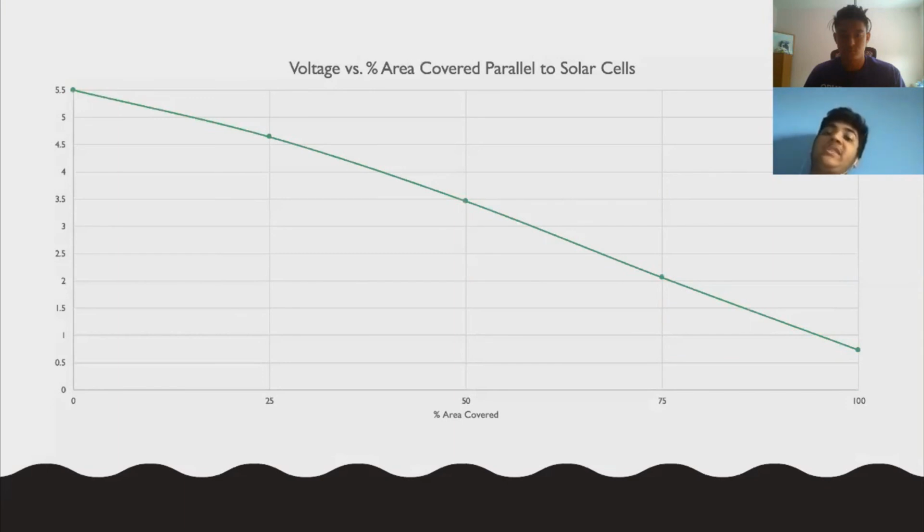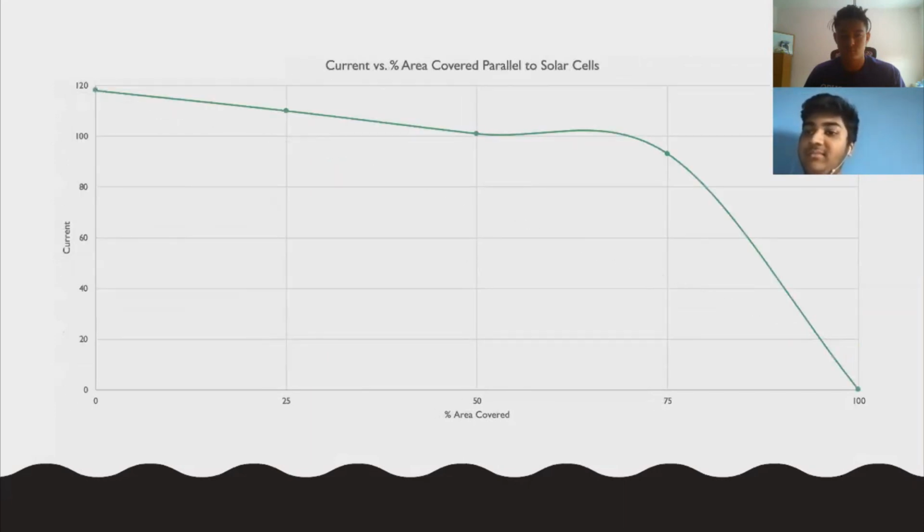The general trend here is the opposite of covering it perpendicularly. Here, the voltage drops as we increase the percent we cover. Once again, I can't go back. It's fine. Here the current stays relatively the same, and then eventually it drops to 0 when we cover it completely and no light is going through.